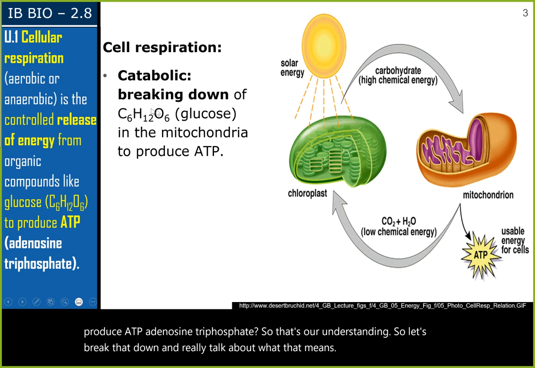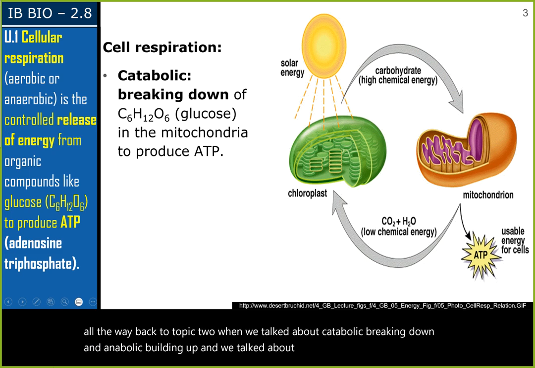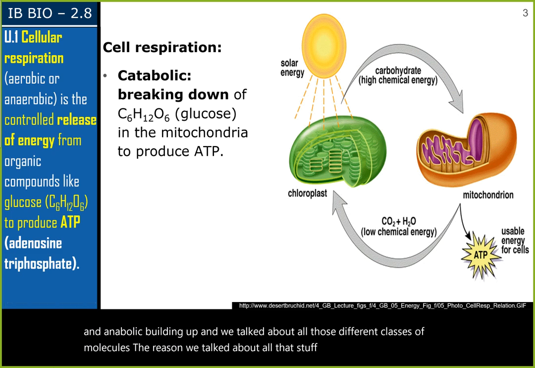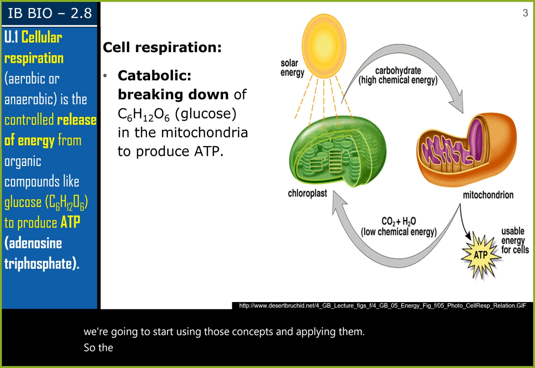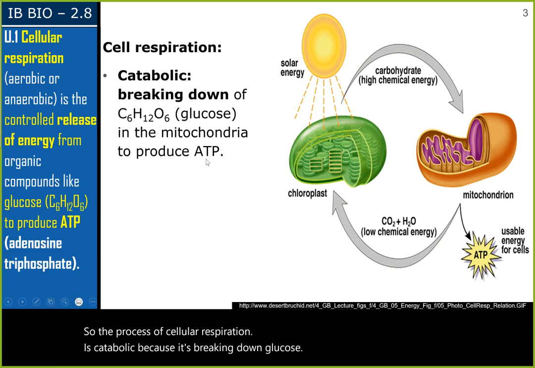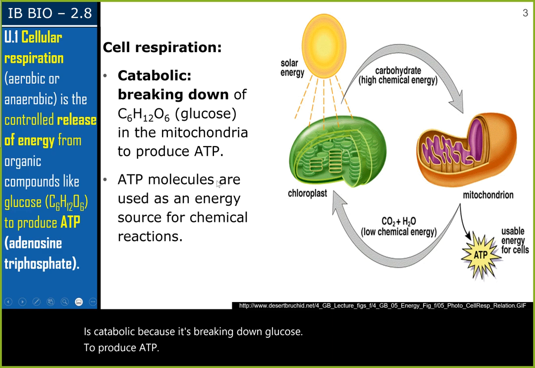So because we're breaking down glucose, right, this is a catabolic reaction. Think all the way back to topic 2 when we talked about catabolic breaking down and anabolic building up, and we talked about all those different classes of molecules. The reason we talked about all that stuff first is because now we're going to start using those concepts and applying them. So the process of cellular respiration is catabolic because it's breaking down glucose to produce ATP. And then your cells use that ATP as an energy source for other chemical reactions.